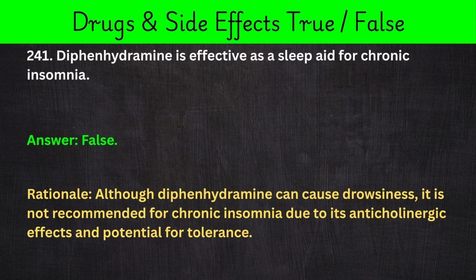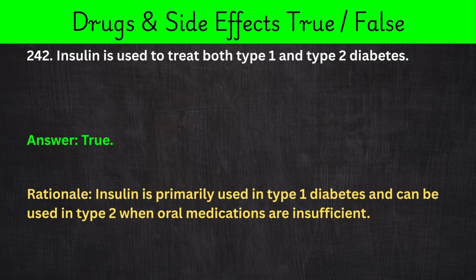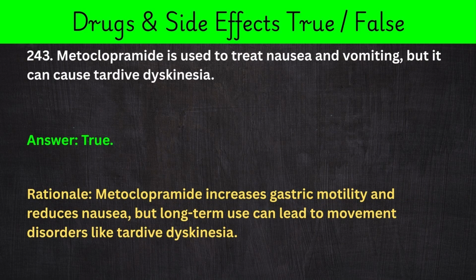241. Diphenhydramine is effective as a sleep aid for chronic insomnia. Answer: false. Rationale: although diphenhydramine can cause drowsiness, it is not recommended for chronic insomnia due to its anticholinergic effects and potential for tolerance. 242. Insulin is used to treat both type 1 and type 2 diabetes. Answer: true. Rationale: insulin is primarily used in type 1 diabetes and can be used in type 2 when oral medications are insufficient.